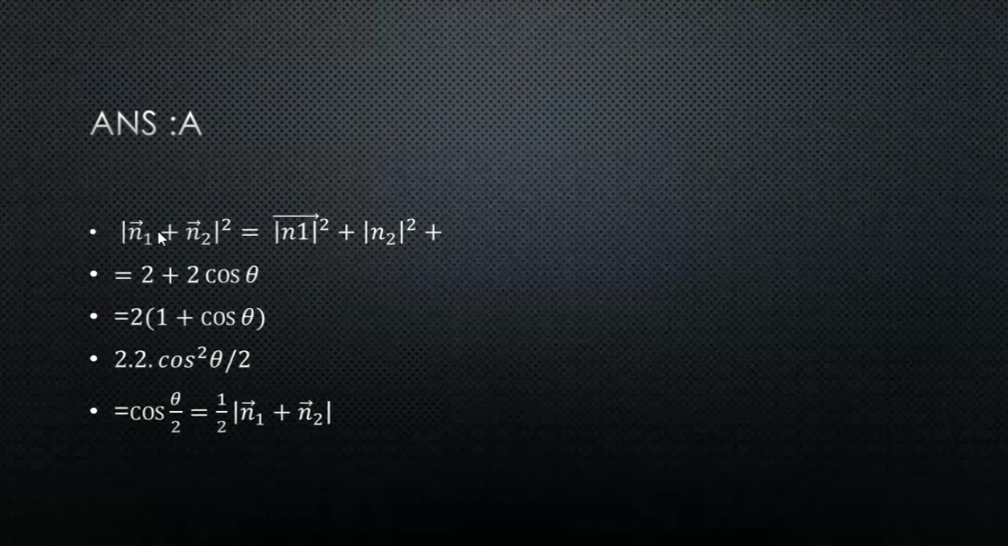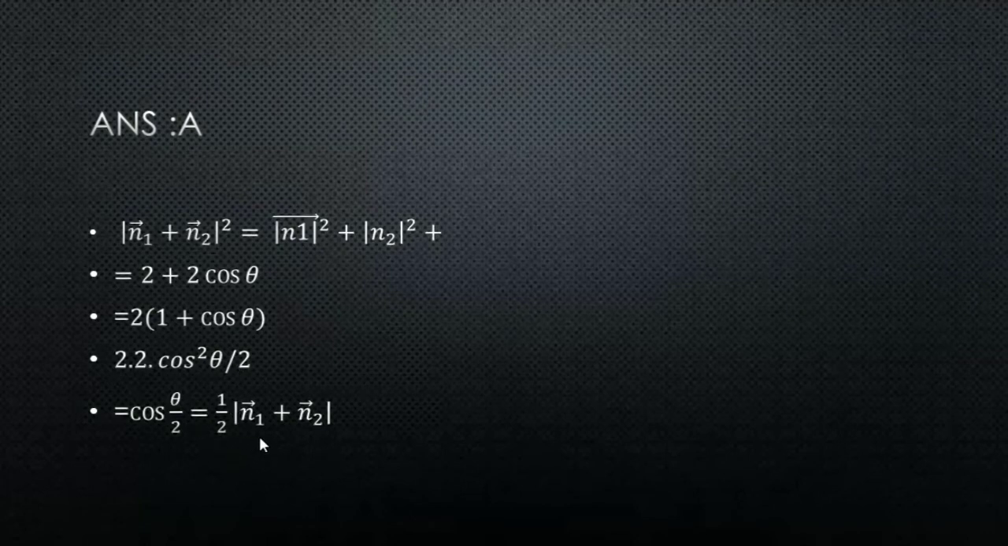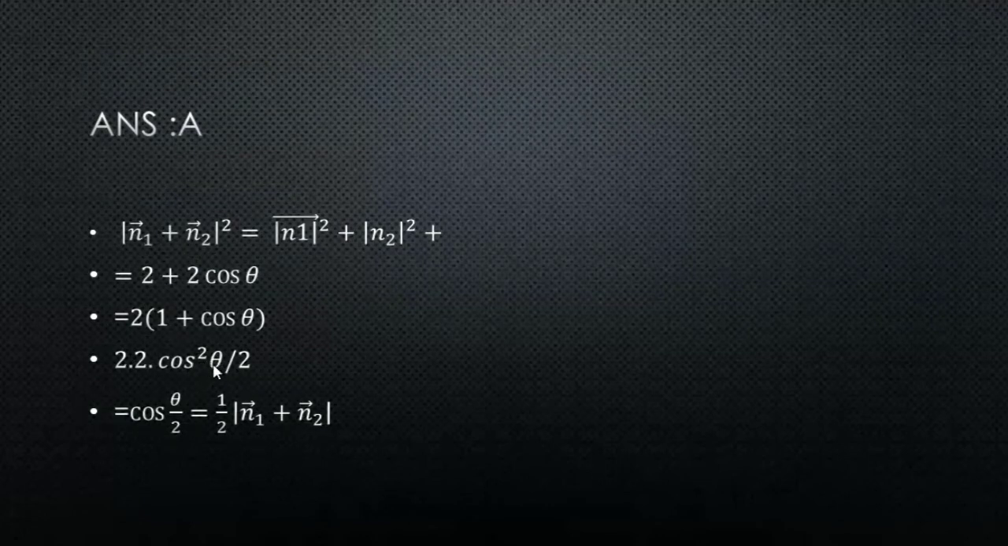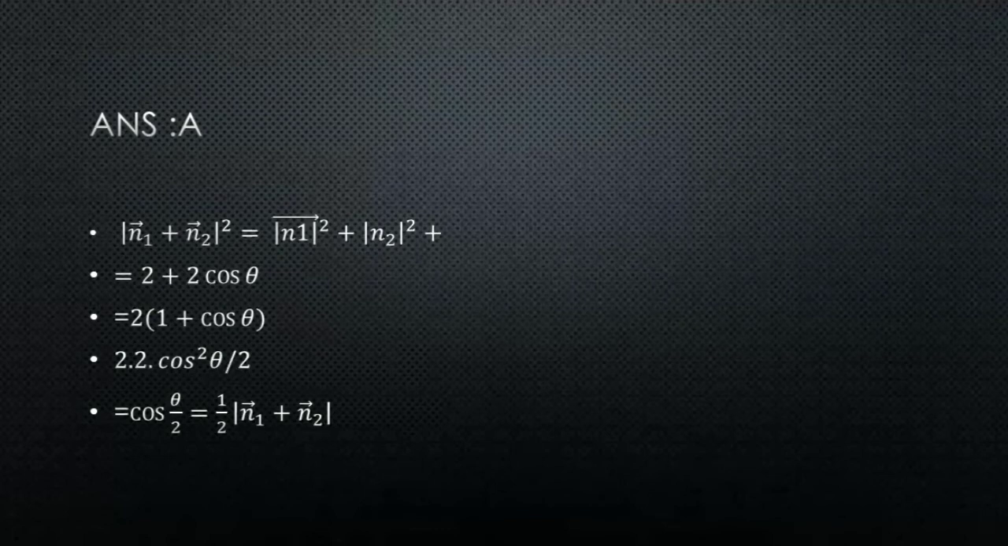So magnitude of n1 plus n2 divided by 2 is equal to cos theta by 2. The option will be 1 by 2 into magnitude of n1 vector plus n2 vector. I hope you understood. Here you are taking the square root, so the square root of 4 will be 2 and here 2 cos theta by 2 will be there. So we need the value of cos theta by 2. So cos theta by 2 will be equal to 1 by 2 magnitude of n1 vector plus n2 vector.